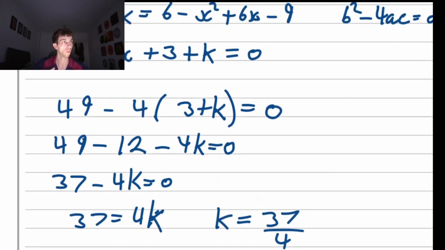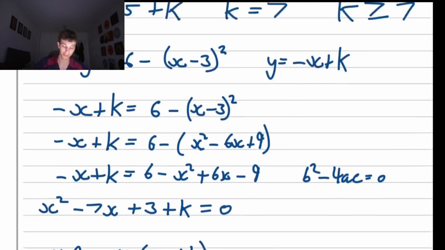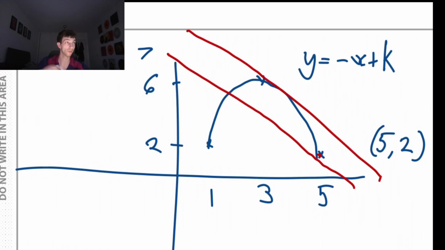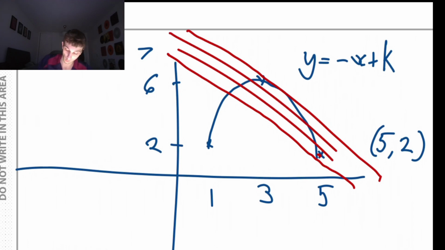But remember, why do we care about this y-intercept? At this y-intercept, this is the first tangent line, the line of equation y equals minus x plus k, or plus 37 over 4, but we only intersect the quadratic once. Every y-intercept beneath this 37 over 4 will indeed intersect our curve twice, which is what we got.